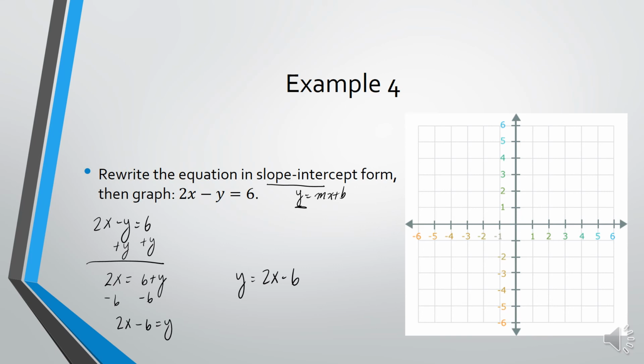So there's our equation in slope-intercept form, and now we'll graph it. I'll start with my y-intercept down here. It was a -6. My slope is 2, but that's the same as 2 over 1. So I'll go up 2 over 1. So rise over run, and then connect the two. And there's the graph of my equation.